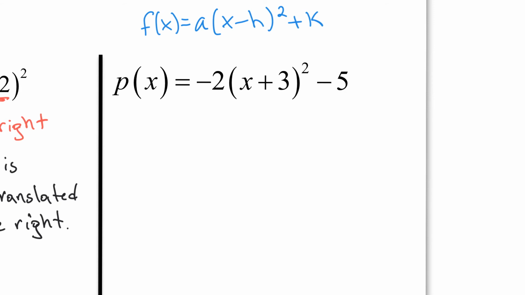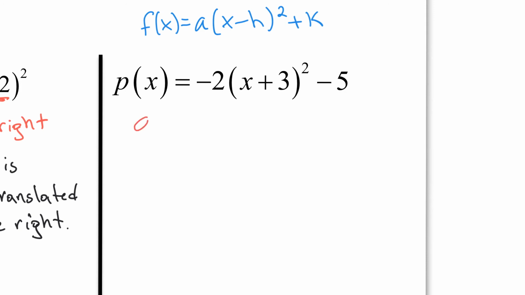Alright, now the next one: p of x equals negative 2 times the quantity of x plus 3 squared minus 5. Let's compare with this vertex form right up here. The number outside of the parentheses, we do have an a value right here. We do have parentheses, so we have an h right here, and the k is right there. Let's write those values down so we know what we have.